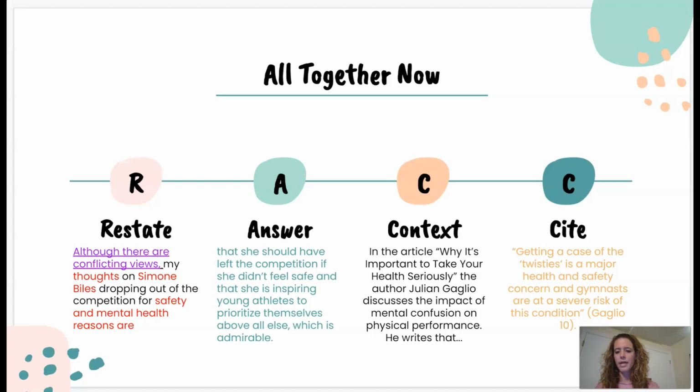And now we're more than halfway through our full acronym of RACES or RACCES, however we're going to try to pronounce it. And now we just need to explain how the evidence proves our answer in our own words. But we've kind of done a lot of the hard work. I think the hardest part is answering the question effectively and then finding a great piece of evidence to cite it. Once you have the A and the C done, the context is kind of filler to help bridge the gap between these two ideas.